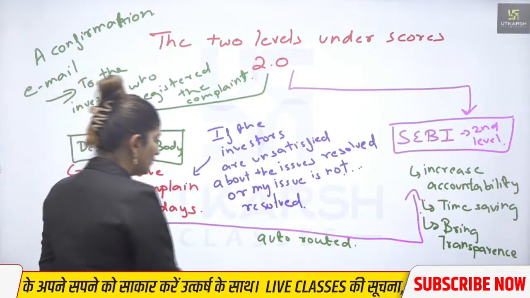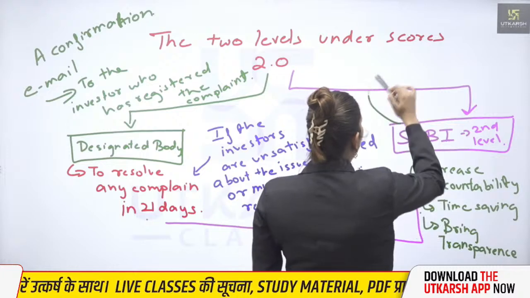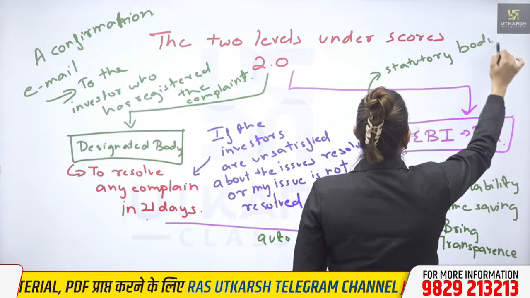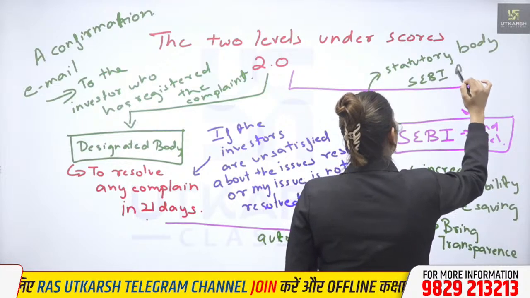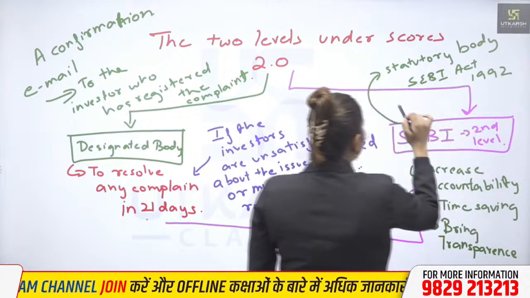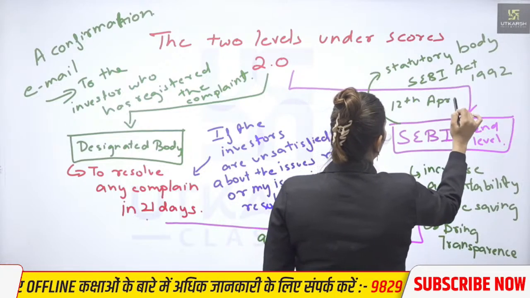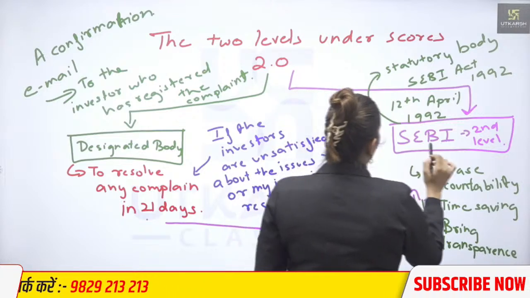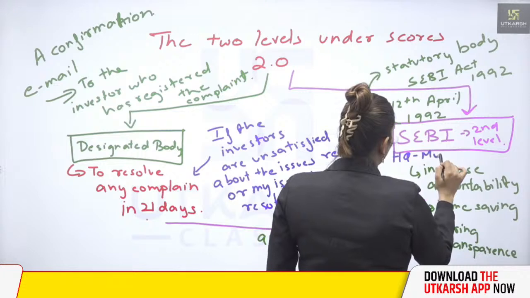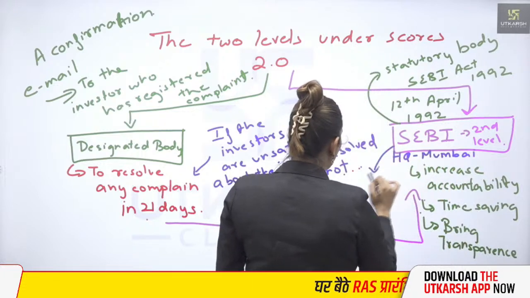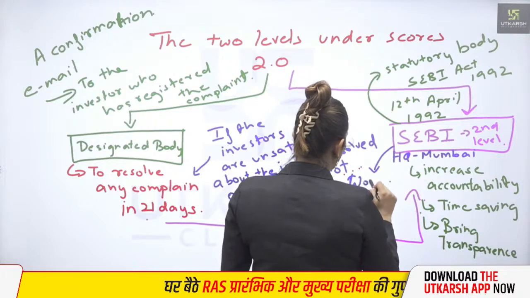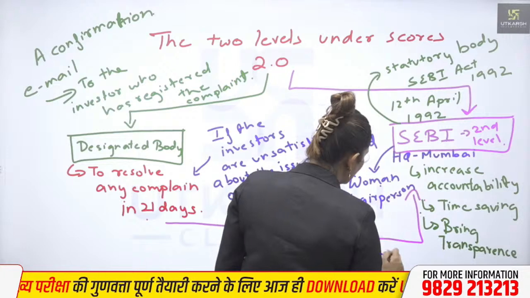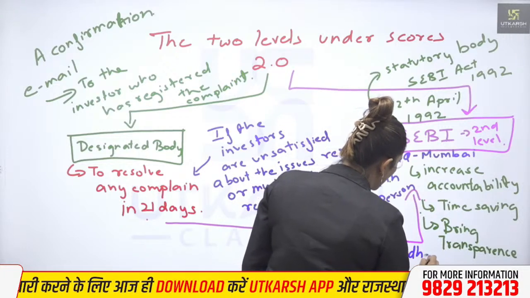These are the many things that we have to keep in mind. Now, if I talk about SEBI, SEBI is actually a statutory body. Remember that as well. It is a statutory body because it came into existence with the help of SEBI Act 1992. It was established on 12th of April 1992. Its headquarters, remember, because questions from the perspective of headquarters are also asked.